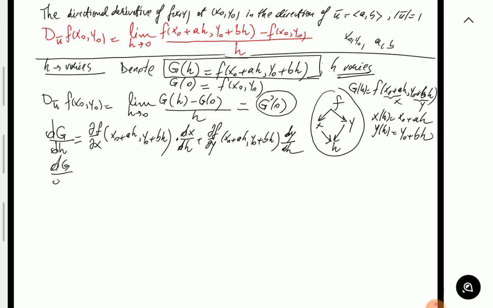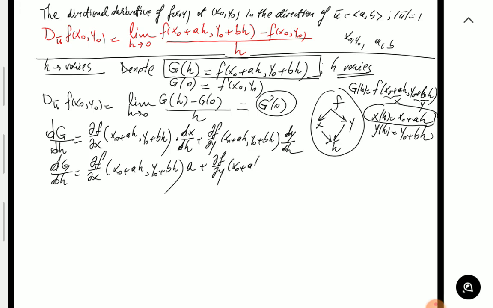One more intermediate step. We're going to copy the partials. We should have done this in one step. But anyway, what is dx/dh? Look at x of h. x naught a is a constant, so dx/dh is going to be just a. Copy the second partial. And then dy/dh is going to be b.